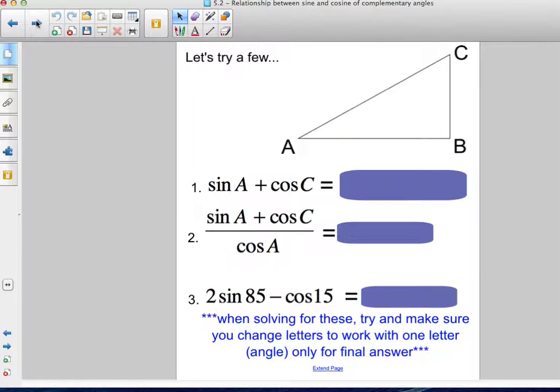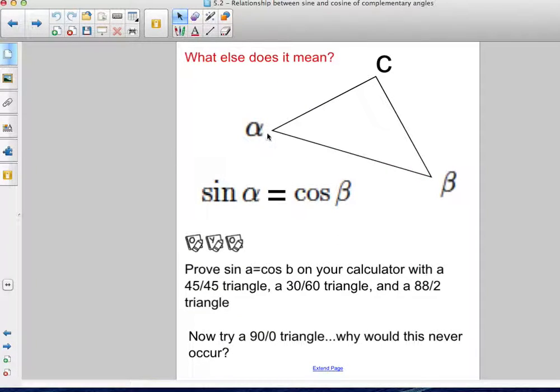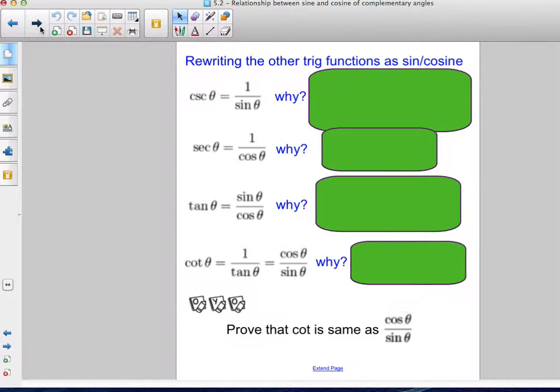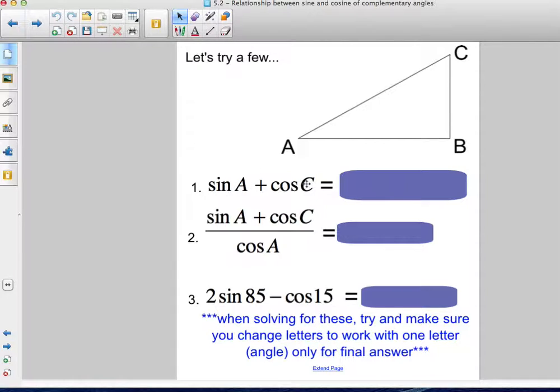So moving on, we're going to try a few. We have our triangle ABC right here, with B being our 90-degree angle. We have sine A plus cosine C. If we think about it, these are our two acute angles. So sine A plus cosine C is the same thing as saying 2 sine A or 2 cosine C. And how did we get that? If we remember, sine A, one acute angle, is the same thing as cosine B.